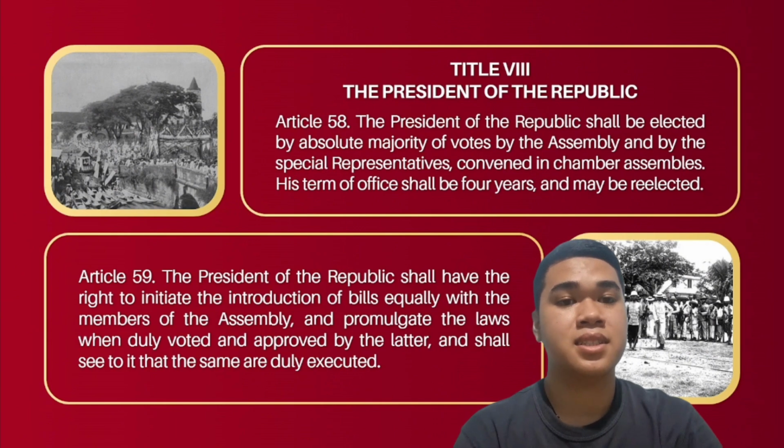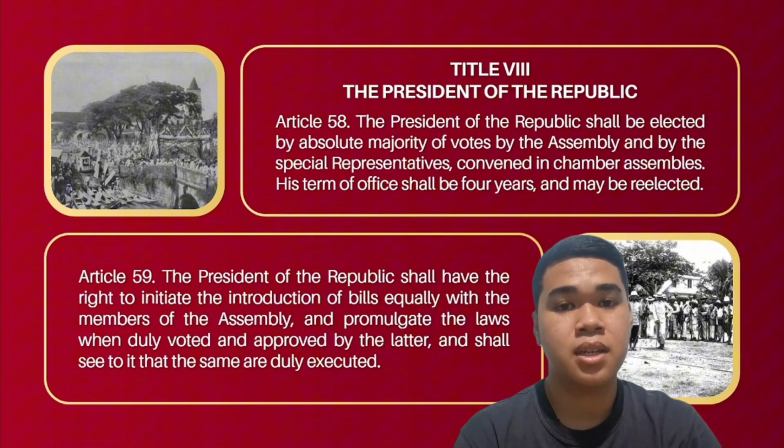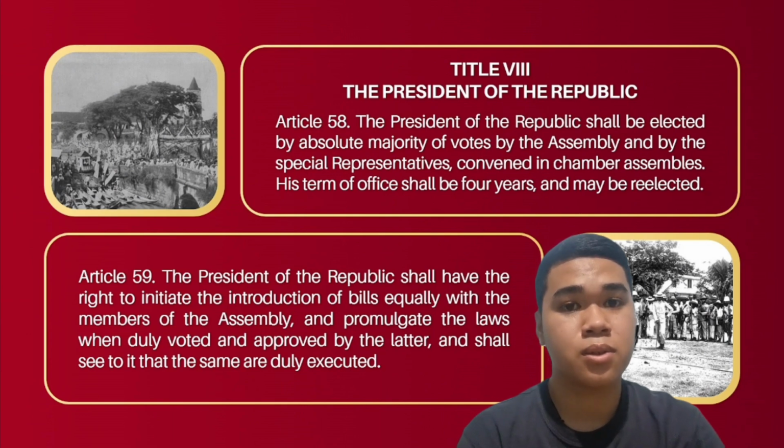The next title is Title 8, the President of the Republic, and it has 15 articles. The first one is Article 58. This article describes the election process, the duration of the presidency, and the potential for consecutive terms. In this article, the elected president's term is 4 years only.